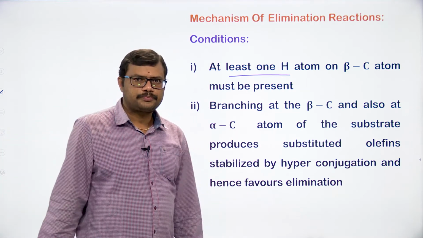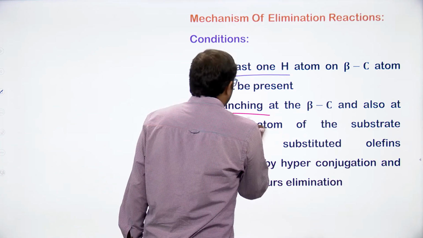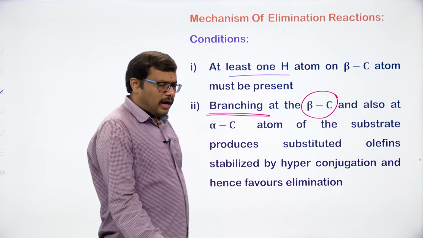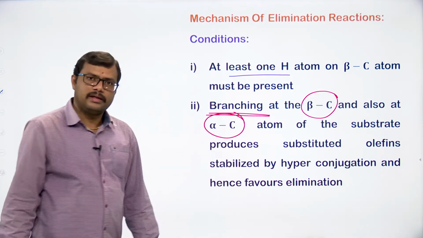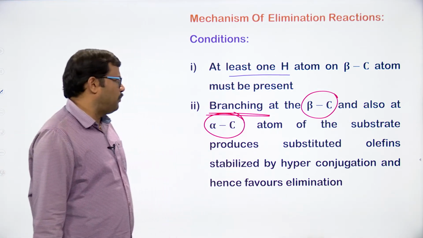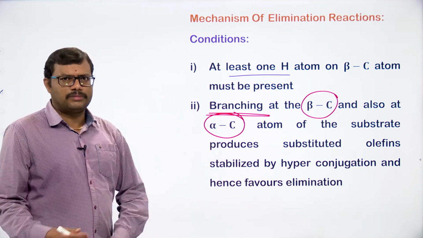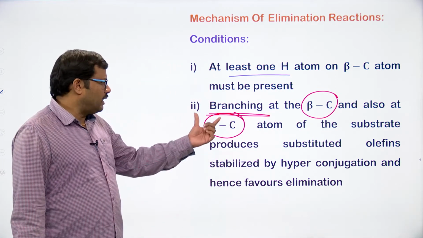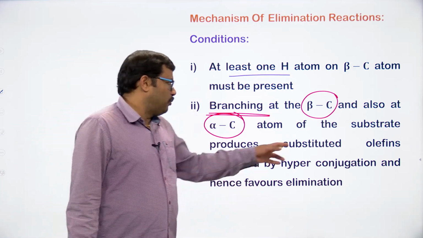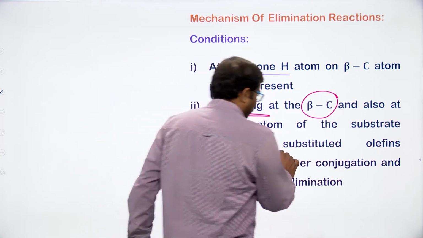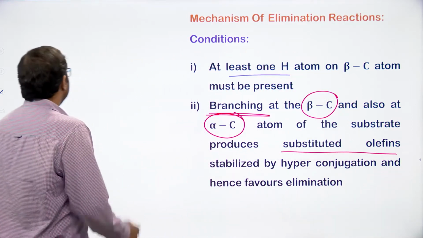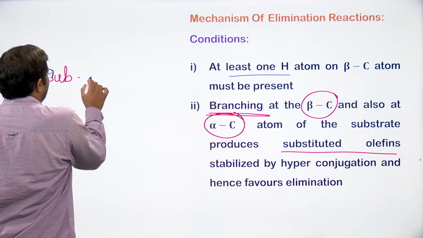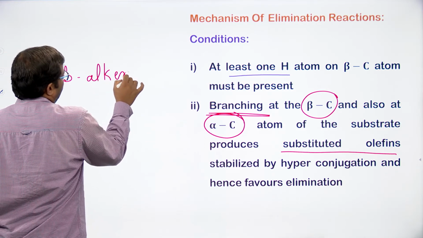Okay, then branching plays a major role. When we have branching at the beta carbon atom and also at the alpha carbon atom, that kind of substrate, that reactant in which branching is present at the beta carbon atom and also at the alpha carbon atom, produces a substituted olefin. Olefin means alkene. Okay. So here, what are we getting? Whenever we have branching at the alpha and beta carbon atoms, we are going to get a substituted alkene.